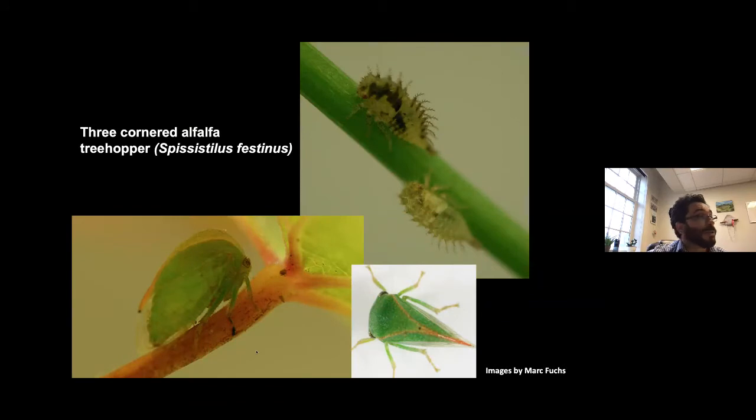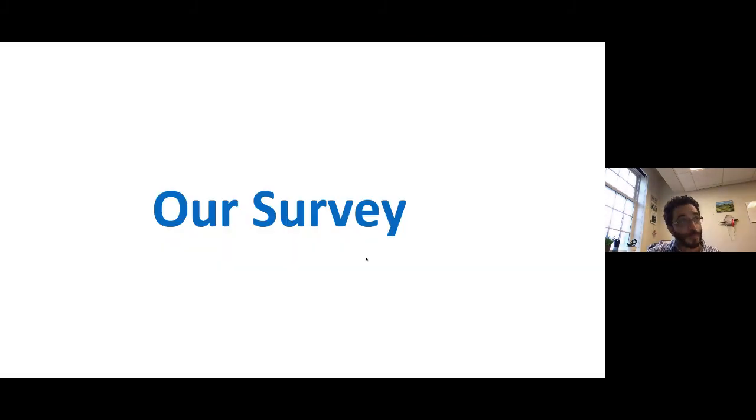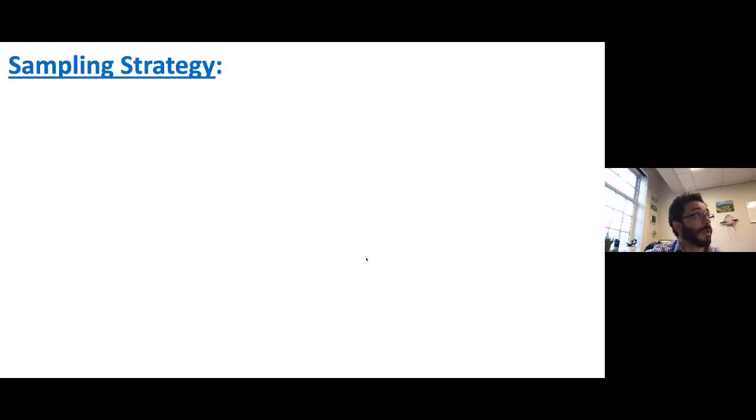This virus has been shown to be transmitted by the three-cornered alfalfa treehopper. Luckily, we don't have this insect in our region just yet. But I'm assuming with time, with the global warming happening, maybe they will reach up here. Okay, let's move on to our survey.